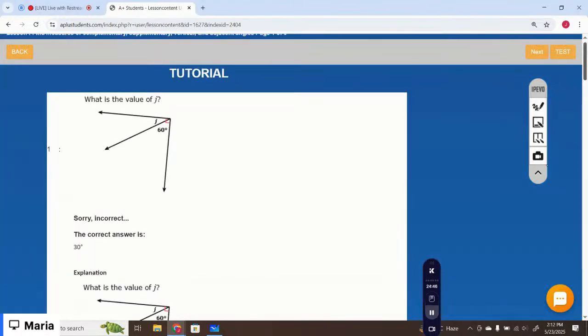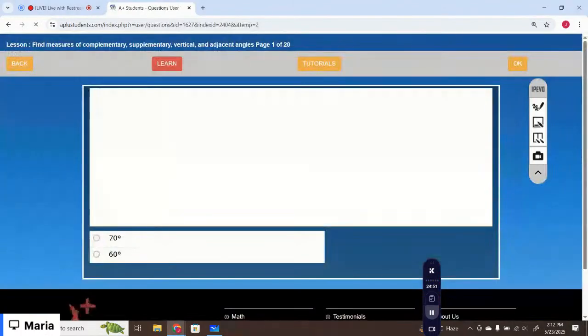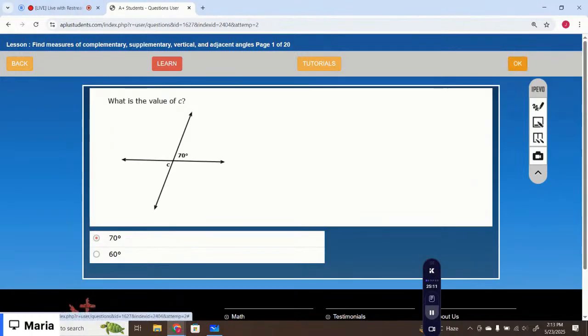Start with the test questions. What is the value of C? Angle C and the 70 degrees are vertical angles. They have exactly the same measure, 70 degrees, so that is the correct option.